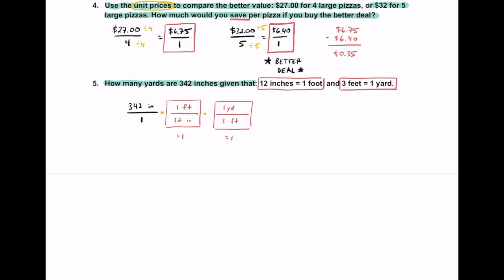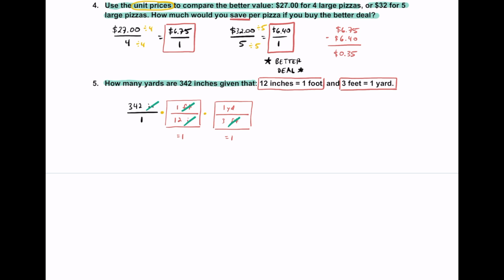Now, if you're wondering why I organized everything the way I did, notice here that inches and inches are diagonal, and we can always cross-cancel units when we are multiplying, okay? And then we also see feet and feet are going to cross-cancel as well. Okay, so that's the purpose of putting the feet and the inches in these specific places, as well as the yards and feet as well.